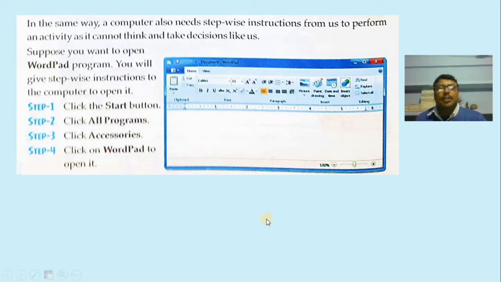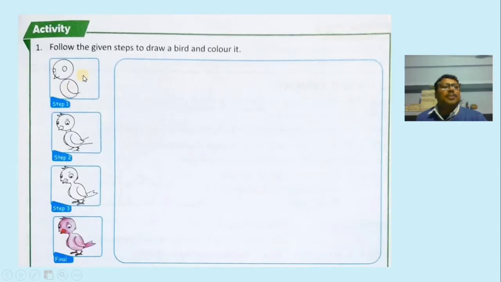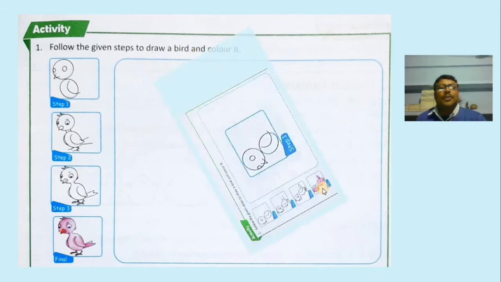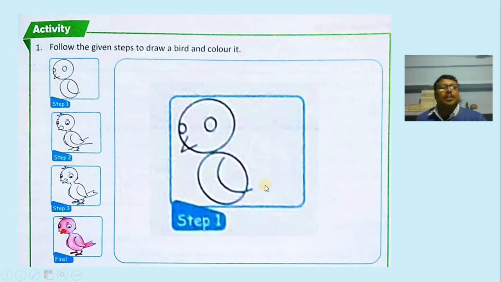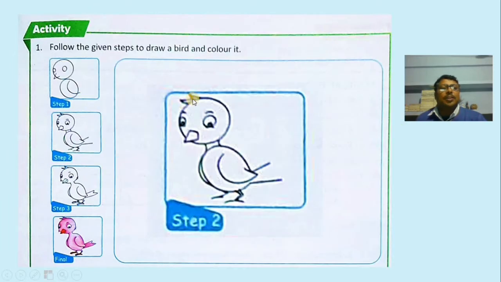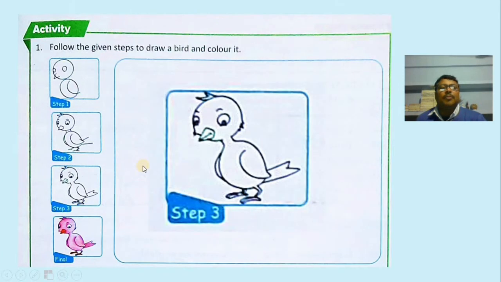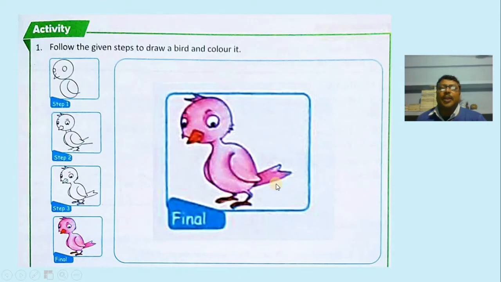Now we understand another thing. This activity is given here: to follow the steps to draw a bird and color it. What steps will we follow? First of all, we will draw the outline of this bird. Then the second step is the eyebrow and all these things we will do. Step by step we will enhance it, we will add some extra things, and finally we will go to the painting and drawing area section. So like that, step by step, we perform these tasks.